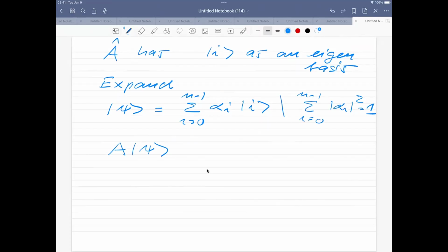Then, if I act with A on that one, what we have is the sum from I equals 0 to n minus 1. And then I have my alpha I, and then I have A acting on the state I here. And that is the same as an eigenvalue, lambda I, times the state I.